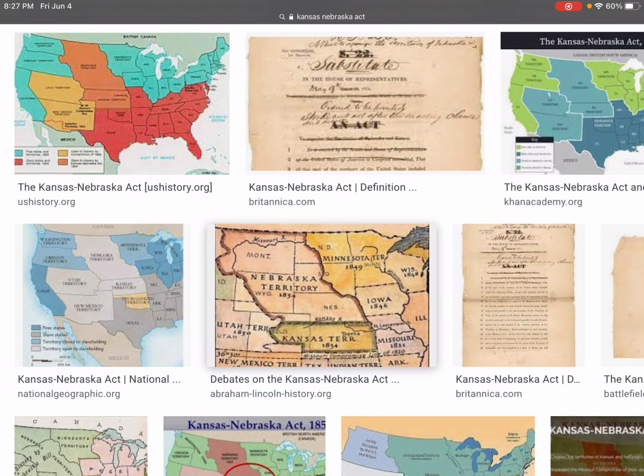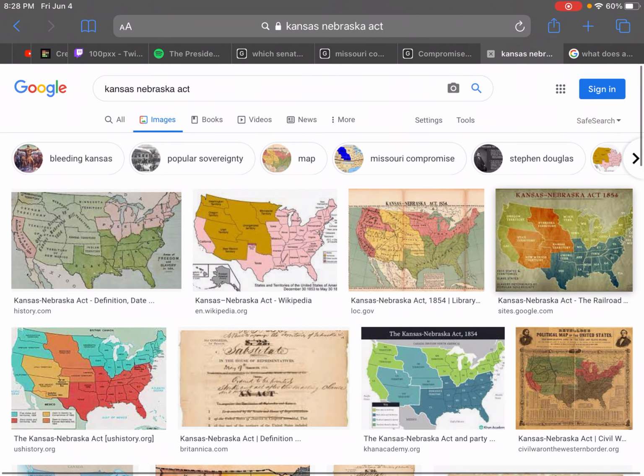Second to last thing I'm going to talk about is John Brown's raid on Harper's Ferry. So Harper's Ferry is a town in Northern Virginia, and John Brown was an abolitionist who I talked about before, and he wanted to end slavery, basically. This was 1859, by the way.